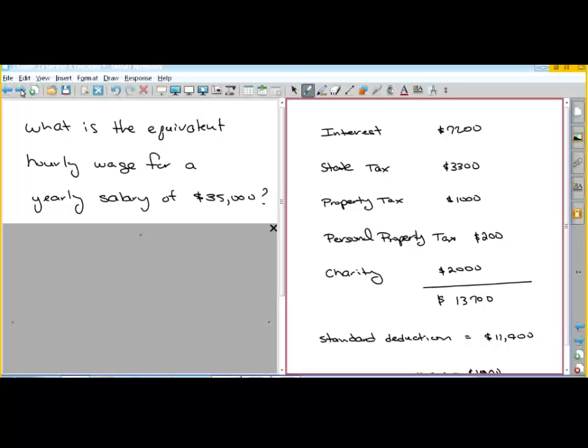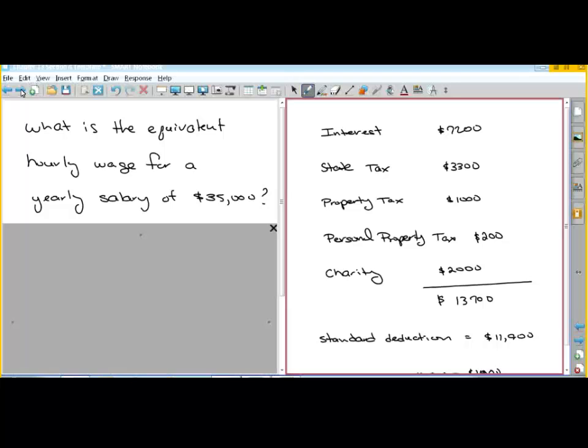So if I add all these numbers up, I'm giving $2,000 a year to charity or church or something like that. I'm not very generous, at least in this example. And so you get $13,700. Now this is from a few years ago, and the standard deduction is $11,900. So it's really only the amount above your standard deduction that gives you a tax benefit. If my itemized deductions are the same as my standard deduction, all the things that I claimed here don't help me in my taxes at all.